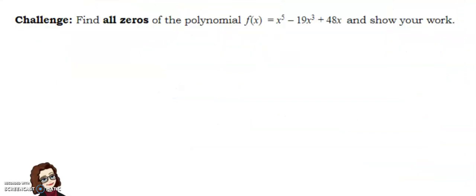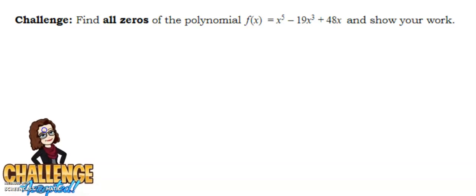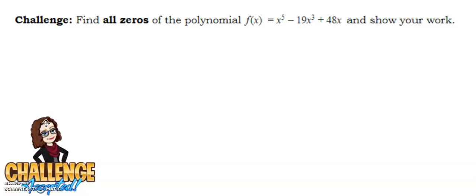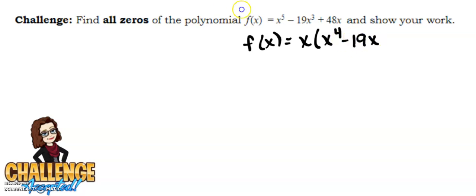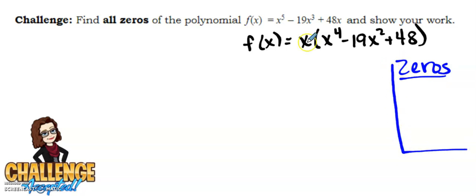Find all zeros of this polynomial, x to the 5th minus 19x to the 3rd plus 48x. I say challenge accepted. So to start, I'm going to notice that I have an x in all of these, so I'm going to factor this with a GCF to get started. And now when I go through and I find my zeros, I know that x equals 0 is going to be one of them. And I know from this, I am looking for 4 others.